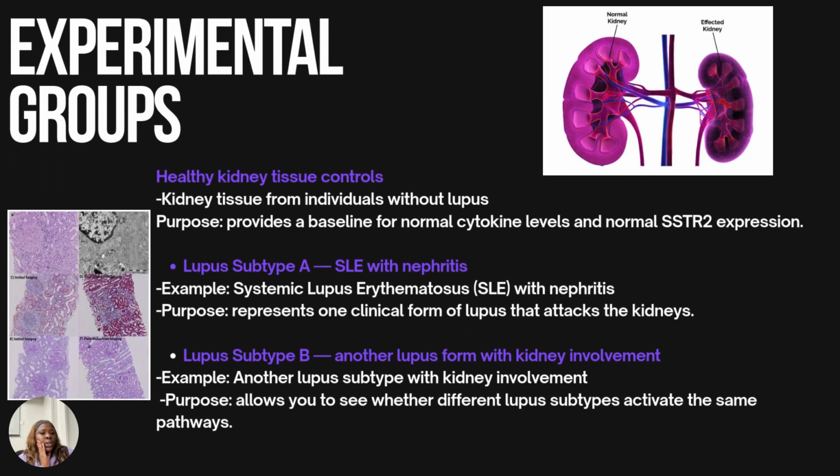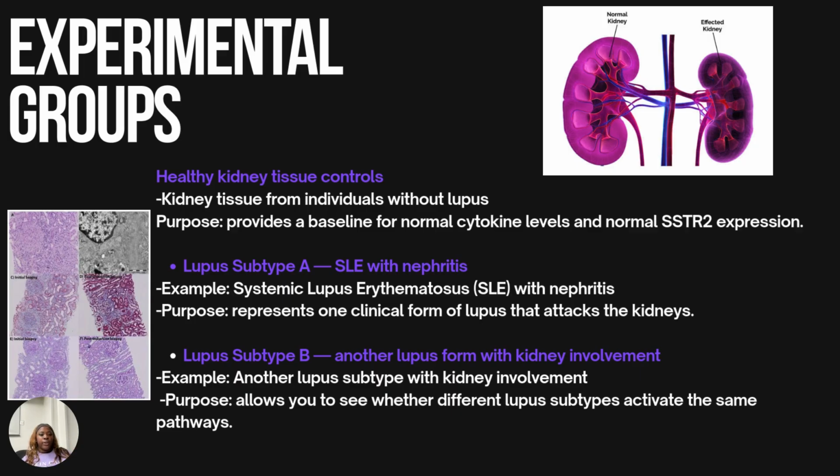And with this research, you have to have experimental groups, because it wouldn't be a good research without an experiment. So the type of experiment I was putting on is a 3-group comparative experimental study, or a case control design, where we're going to compare kidney tissues from 2 lupus groups and 1 healthy control group. The healthy control is kidney tissue from a person without lupus. The purpose is to provide a baseline for normal cytokine levels and normal SSTR2 expression.